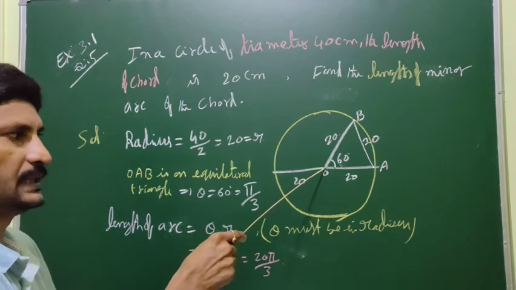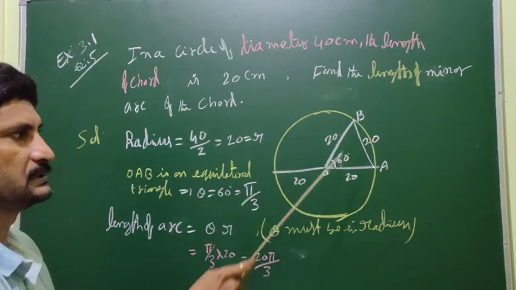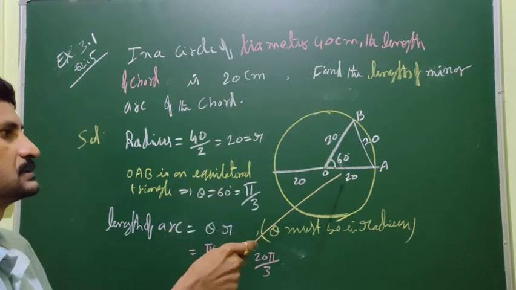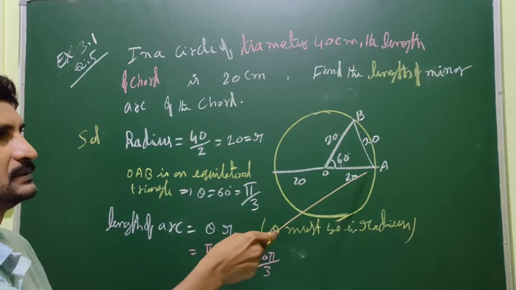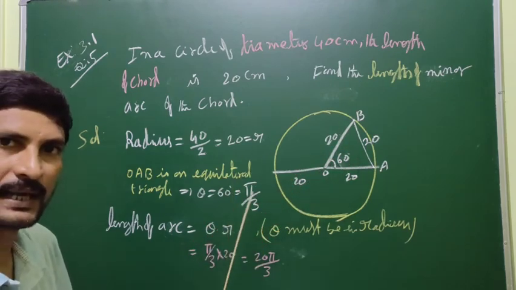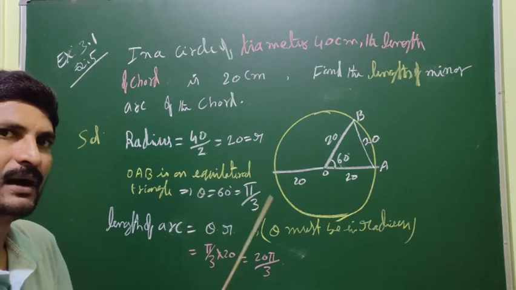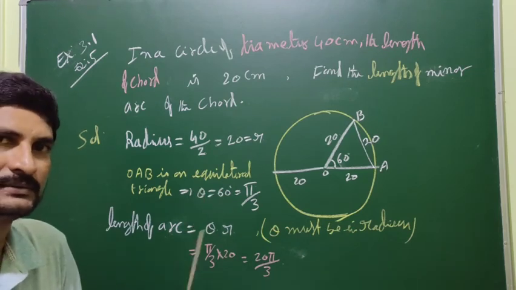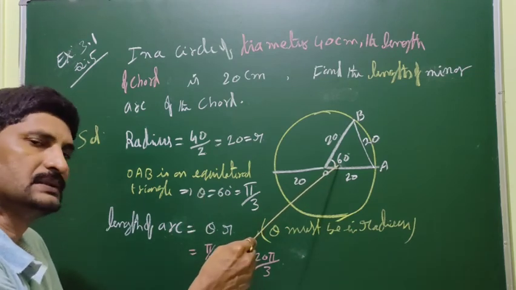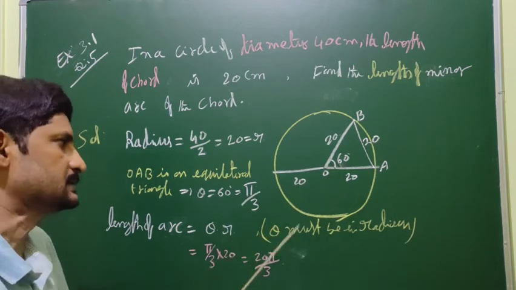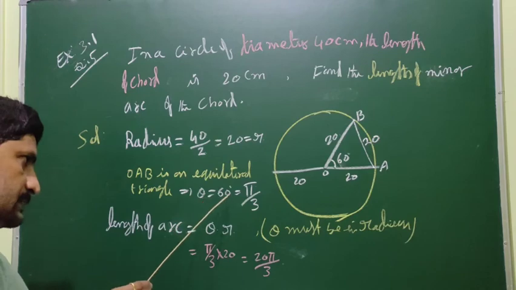Now O is the center, A is this point and this point is B. Given that this is 20, so this is also 20. Now what is this triangle? All sides are equal, so all angles are also equal. Each is equal to 60 degrees. This angle is 60 degrees. Now theta is equal to 60 degrees.